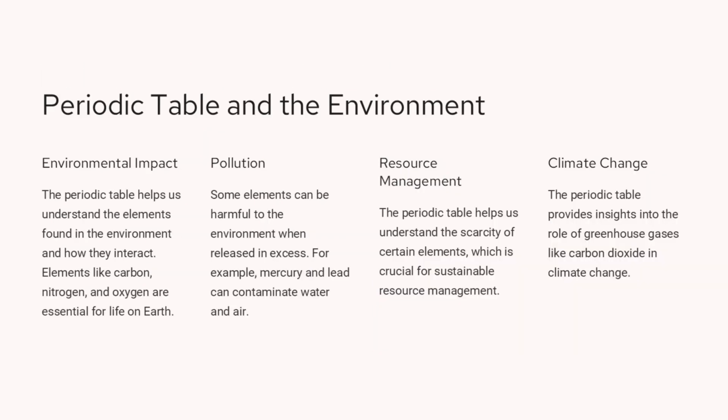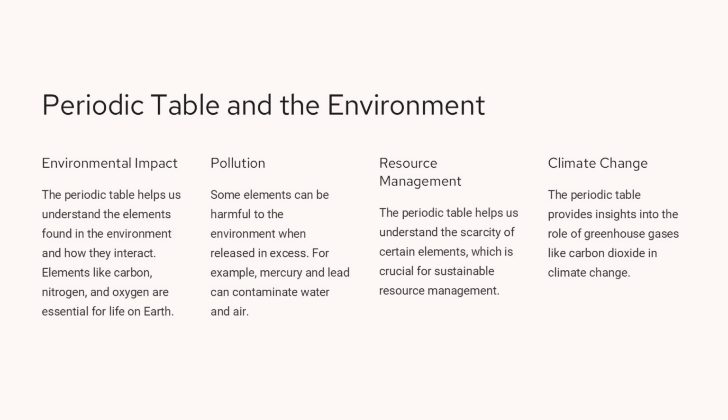The periodic table is a powerful tool for understanding the elements that make up our environment and how they interact. Elements like carbon, nitrogen, and oxygen are essential for life on Earth. They are the building blocks of living things. However, some elements can be harmful to the environment when released in excess, like mercury and lead, which can contaminate water and air. The periodic table also helps us understand the scarcity of certain elements, which is crucial for sustainable resource management. It provides insights into the role of greenhouse gases like carbon dioxide in climate change, which is a critical environmental issue.